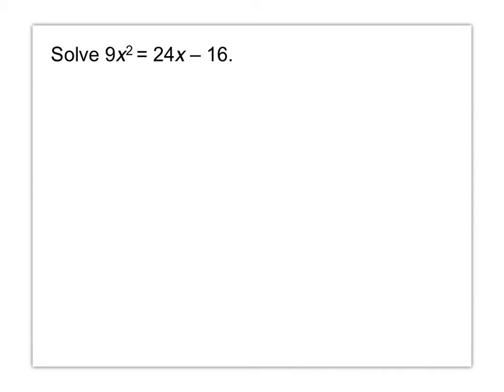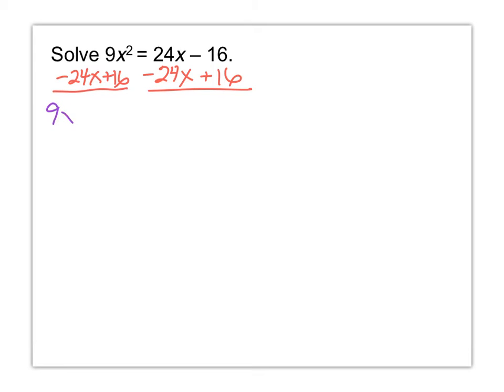Let's solve this equation. 9x squared equals 24x minus 16. Our first step in solving any quadratic equation is to write the equation in standard form. Rewrite the equation if necessary so that one side is equal to 0. So to do that, we can subtract 24x from both sides of the equation, as well as add 16 to both sides of the equation.